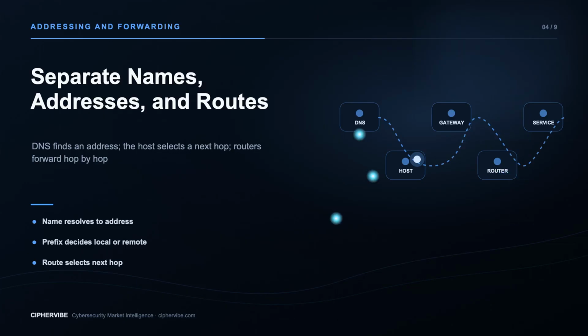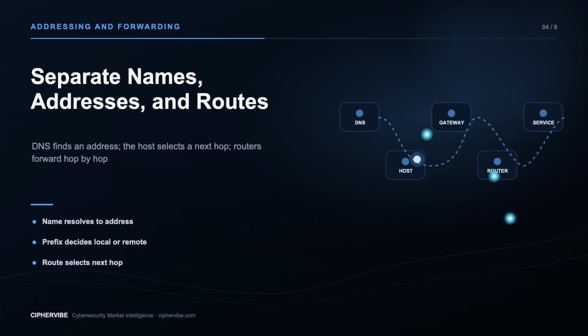An address identifies an interface location in the IP topology. A route tells a device where to send a packet next. The sender compares the destination address with its own prefixes. If the destination is on the local network, it resolves a link layer address and sends directly. For IPv4, Address Resolution Protocol commonly maps an IP address to a media access control address. For IPv6, neighbor discovery performs related functions.